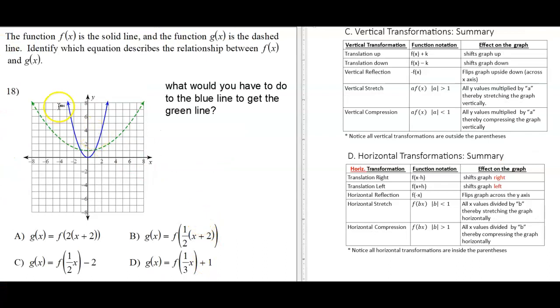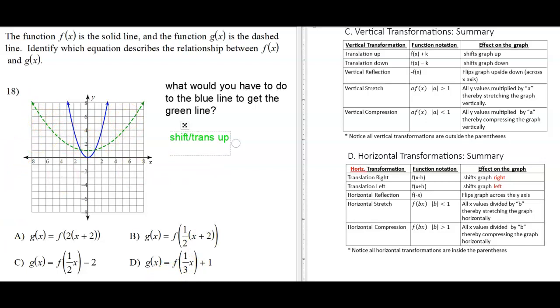All right. So what would I have to do to this blue line to get this green line? Well, for one, it's been shifted up again. So let's go ahead and put that. But it looks like it's also been made a lot fatter.